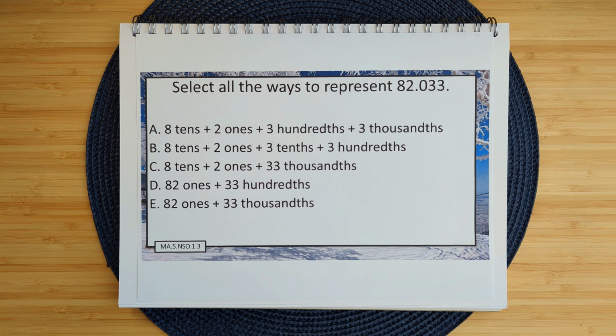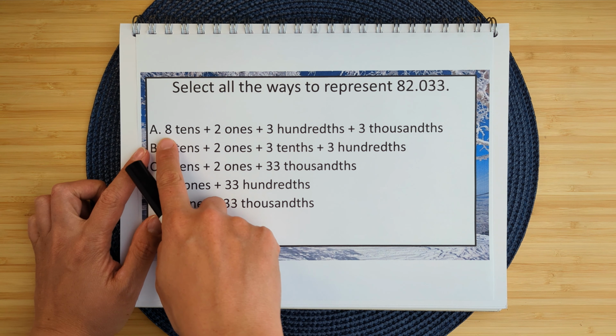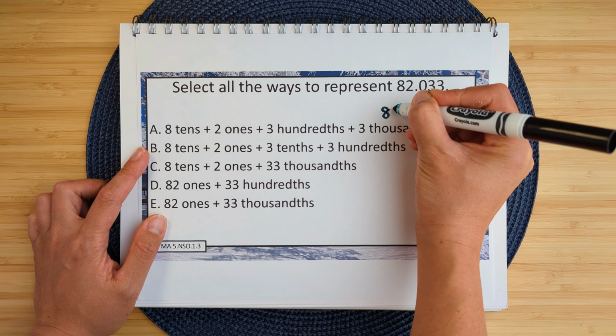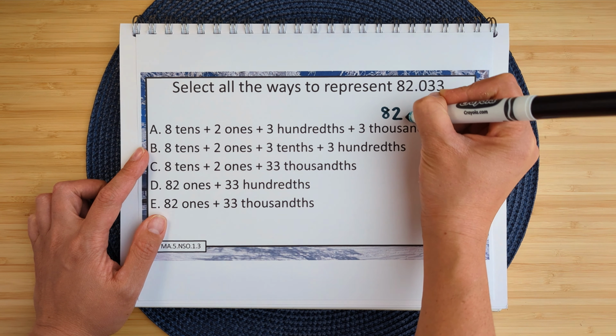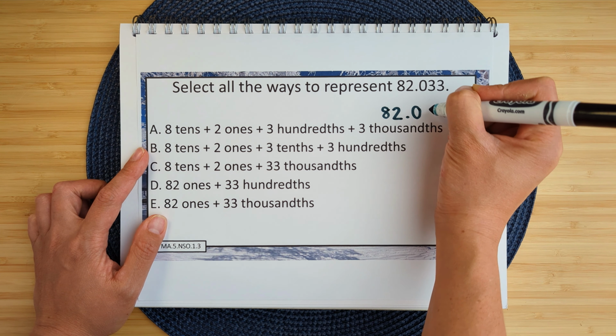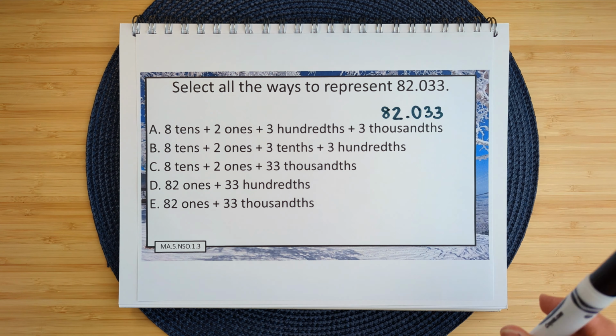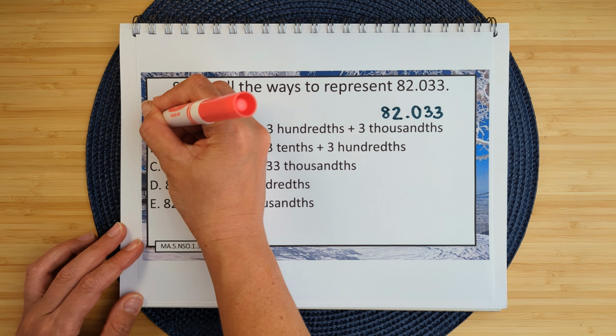All right, question number 3. Select all the ways to represent 82 and 33 thousandths. All right, is it A, 8 tens, 8 in the tens place, 2 ones, 3 hundredths, I'm going to skip one place value because there's nothing in the tenths, and 3/1000ths. Those two decimals are the same. So A is one of the correct answers.